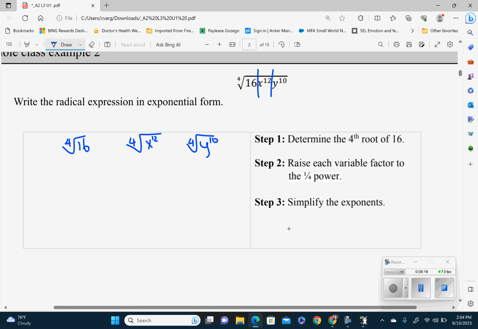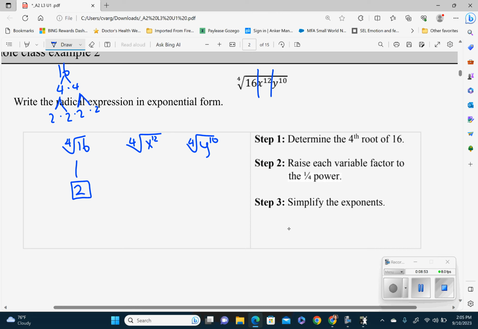So the 4th root of 16: what number to the 4th power is 16? This simplifies to just a plain old 2. The reason why is that if I were to take the 16 and split it up, just to make it simpler, I could say this is 4 times 4. Then if I split this up, that's 2 times 2, and this is also 2 times 2. So 2 to the 4th power is equal to 16. So the 4th root of 16 is just 2.